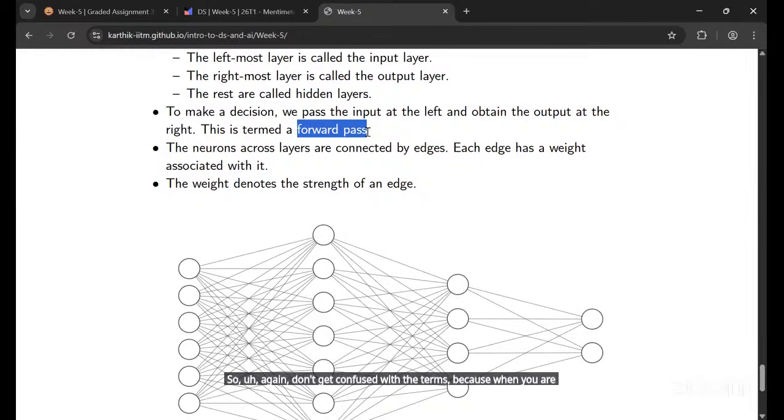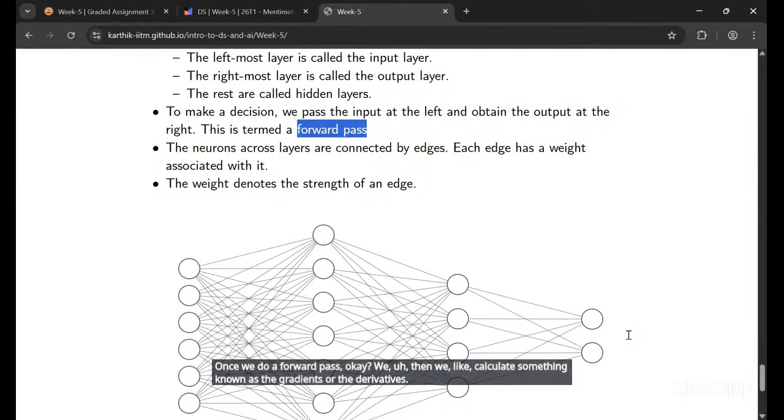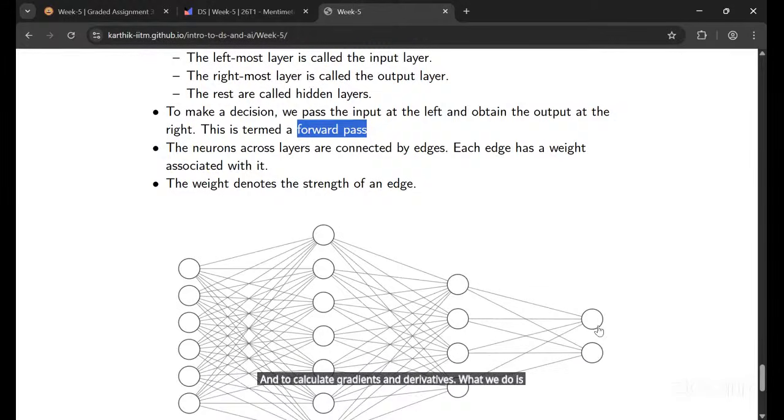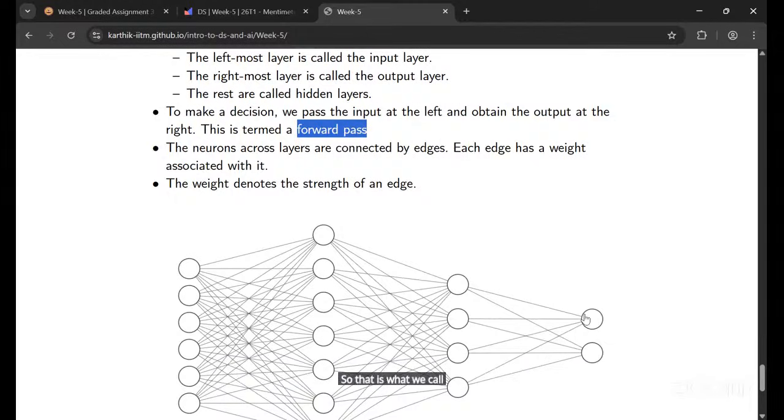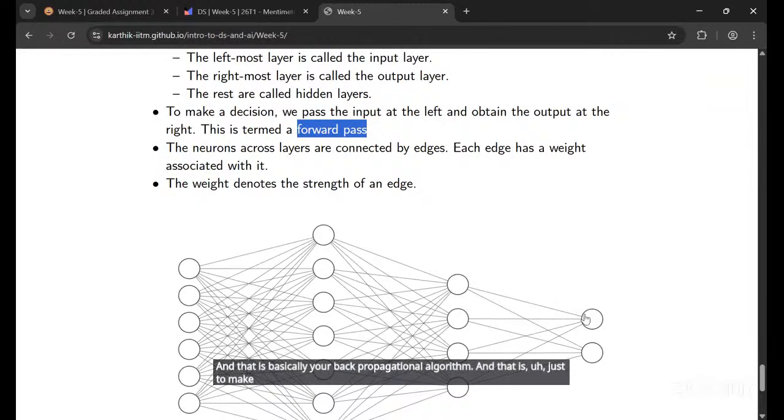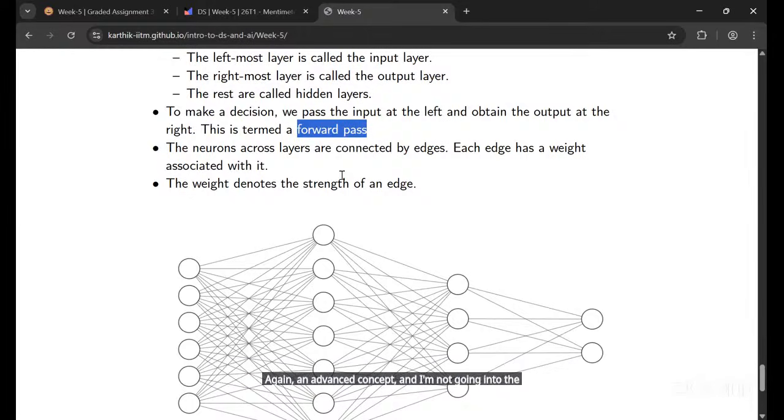Again, don't get confused with the terms, because when you are actually studying machine learning, once we do a forward pass, we then calculate something known as the gradients or the derivatives. To calculate gradients and derivatives, we reverse the process. As in, we make this layer the input layer and this layer the output layer, and then we start from here and go in a backward direction. So from here we go to this layer, then to this layer and this layer. That is what we call the backward pass, okay? And that is basically your back propagation algorithm, which is just to make your model more optimized and more refined. But that's again an advanced concept, and I'm not going into the details of it. You just understand that whatever we did here is something known as a forward pass.